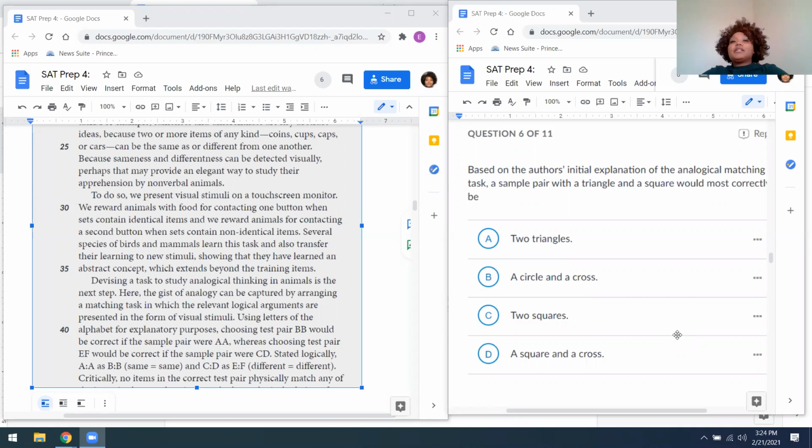All right, now we're on number 6. We didn't do this last week, so I'll ask you guys to put in the chat what your answer is for this. Please and thank you. Based on the author's initial explanation of the analogical matching task, a sample pair with a triangle and a square would most correctly be.